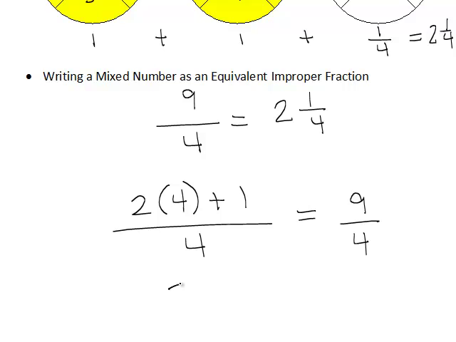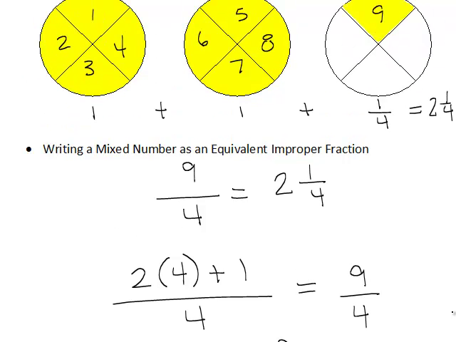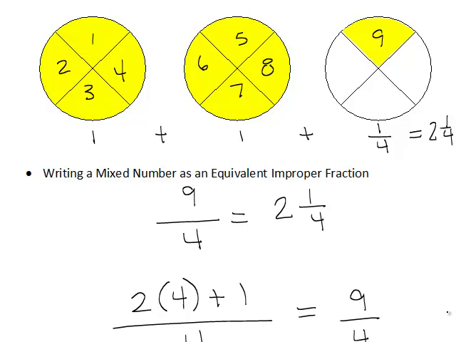So 2 1/4 equals 9/4. They are equivalent amounts. No matter if I say I have 2 wholes and 1/4 more, or if I say I have 9/4, I have the exact same amount of yellow pieces.